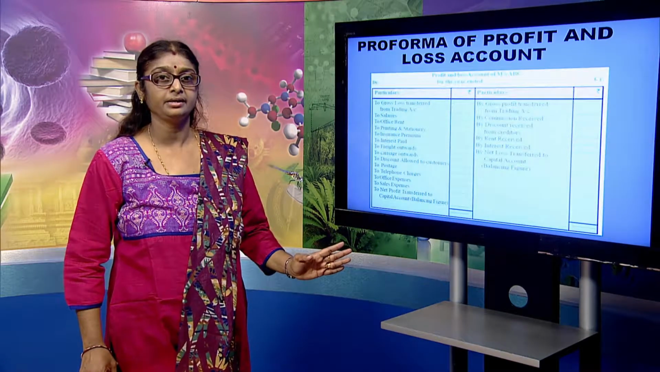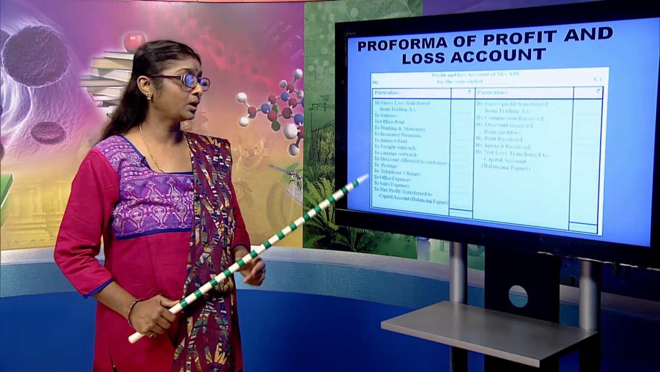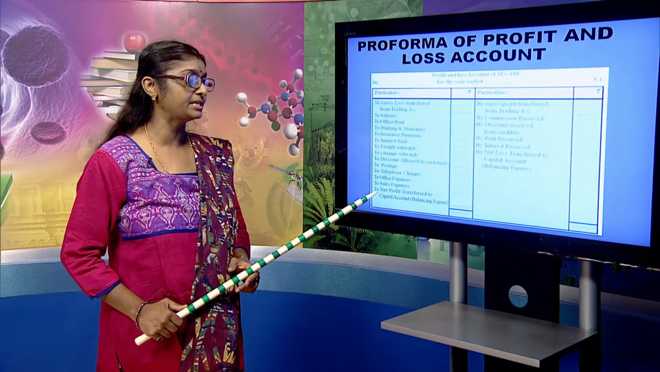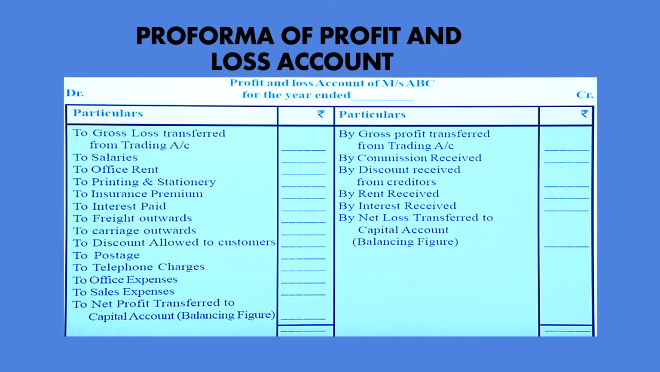Usually the shortage will come on the debit side, that is the net profit will come on the debit side. So, I have written here net profit on the debit side. What I have written along with that, it is transferred to the capital account. Usually it will be transferred to the capital account. If you are finding a shortage on the credit side, that will be net loss. It will also be transferred to the capital account.